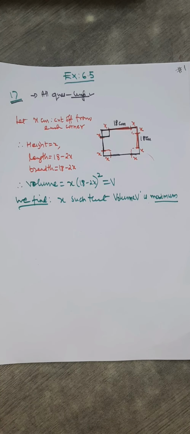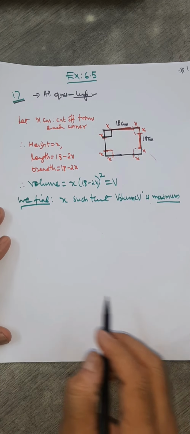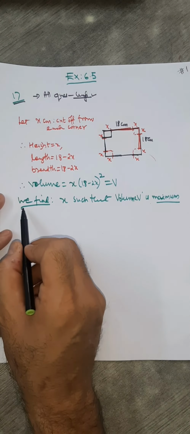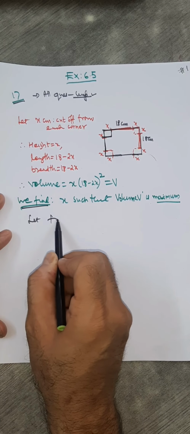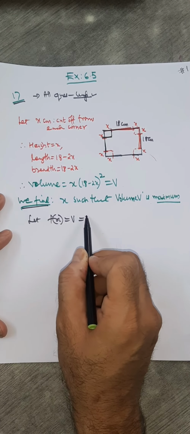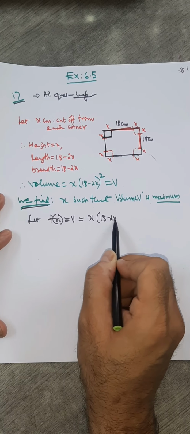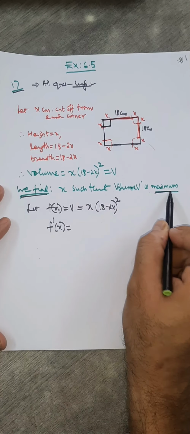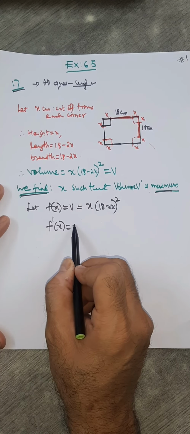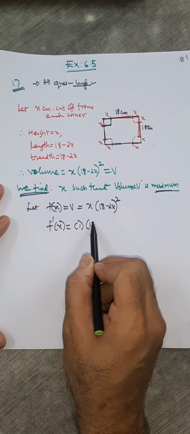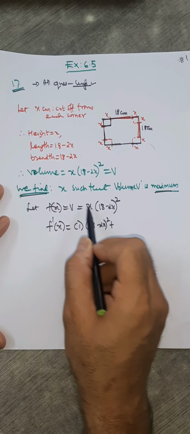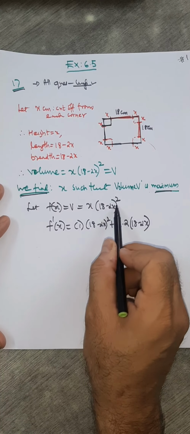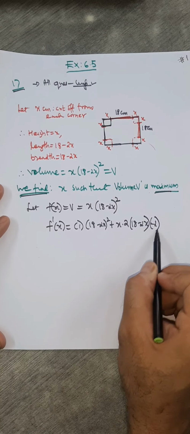As we did earlier, this much is the only important part: the formation of the function in all remaining questions. So let that be a function f(x). f(x) equals V equals x into (18 minus 2x) whole square. We differentiate it twice, because we want the maximum value. I'll use the product rule. The derivative is 1 times (18 minus 2x) the whole square as it is, plus x as it is times 2 times (18 minus 2x) by chain rule into minus 2.